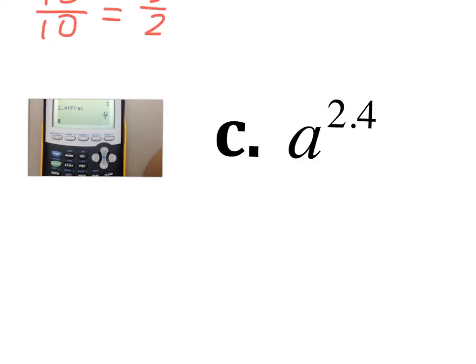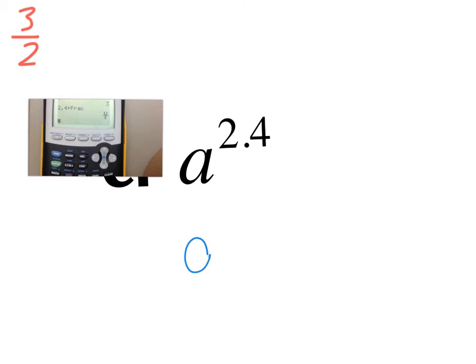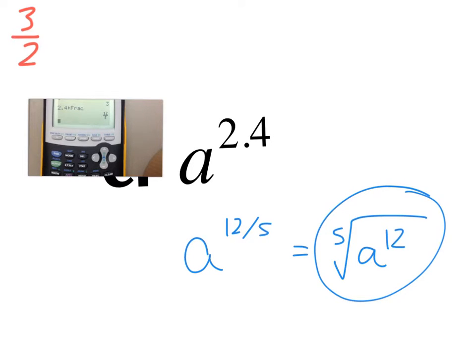Good, so now I can put the 12 over 5 here. So a to the 12 over 5, and now that converts. The 5 goes there, and the a to the 12th inside there.